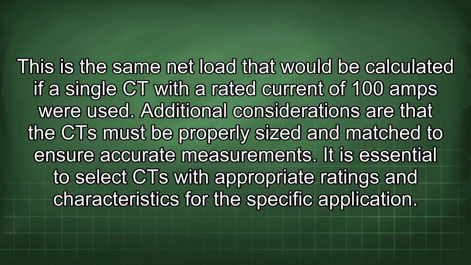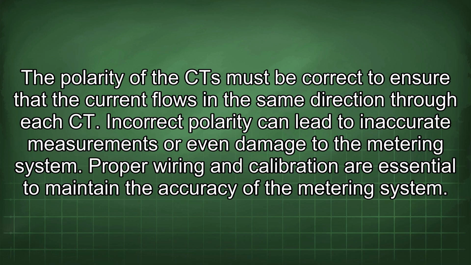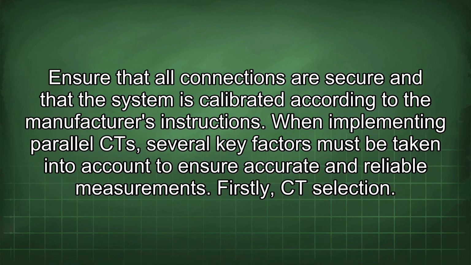Additional considerations are that the CTs must be properly sized and matched to ensure accurate measurements. It is essential to select CTs with appropriate ratings and characteristics for the specific application. The polarity of the CTs must be correct to ensure that the current flows in the same direction through each CT. Incorrect polarity can lead to inaccurate measurements or even damage to the metering system. Proper wiring and calibration are essential to maintain the accuracy of the metering system. Ensure that all connections are secure and that the system is calibrated according to the manufacturer's instructions.